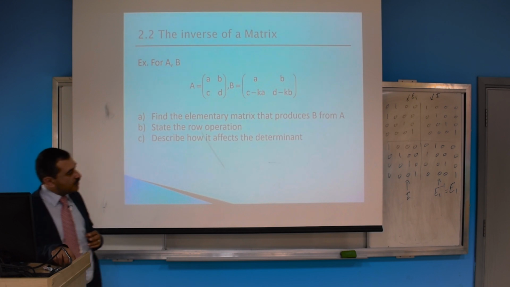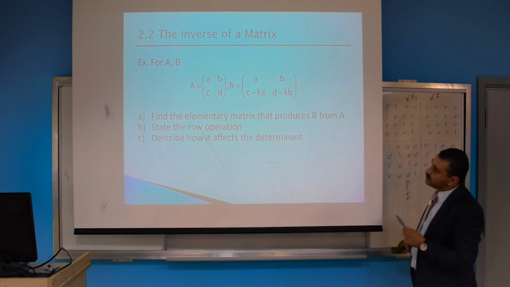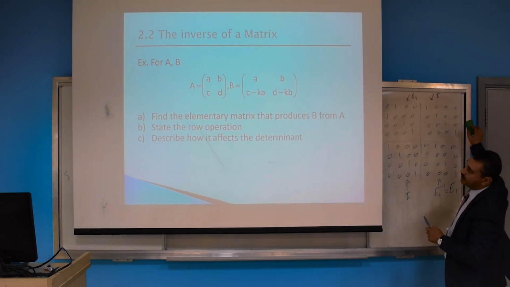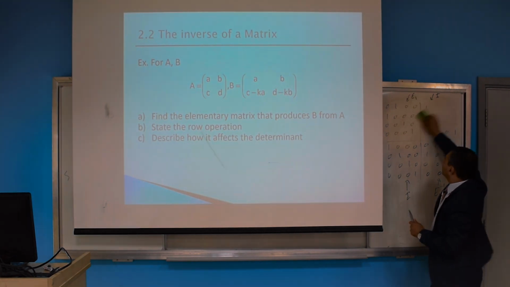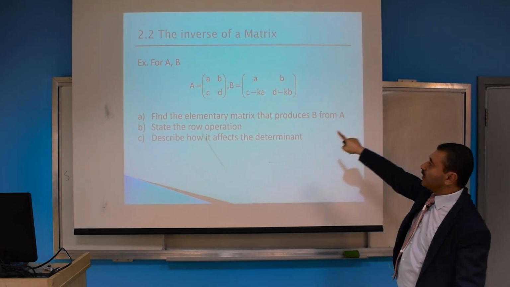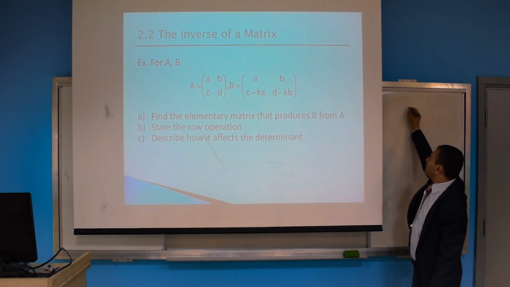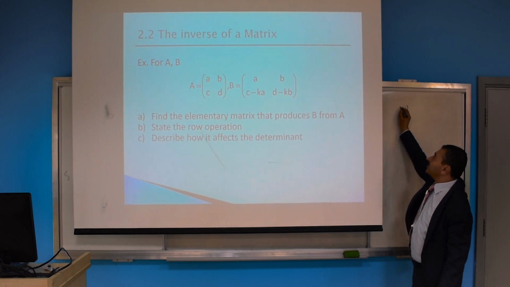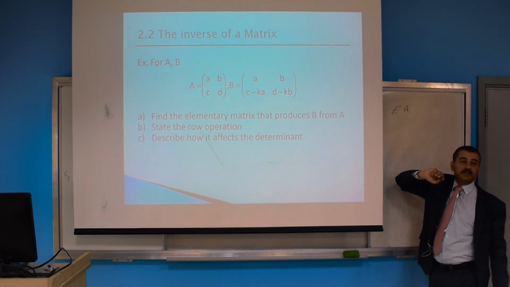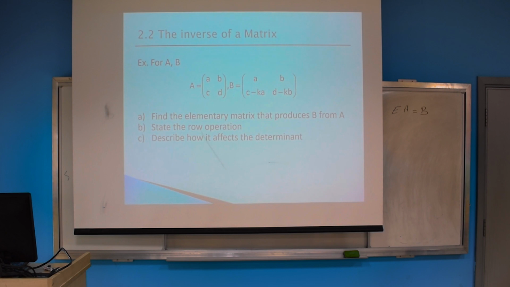طب نبص على الاكزامبل ده بسرعه كده، simple example. عايزين نفايند الelementary matrix that produces B from A ونstate الرو operation وندescribe how it affects the determinant. كده احنا عملنا ايه؟ actually عملنا رو operation. انا بقول لك شوف لي ايه الelementary matrix that produces B from A. يعني ال A دي عملنا عليها رو operation اللي هي equivalent ان انا multiplied by elementary matrix، وانا ممكن اشوف الاوبريشن اللي انا عملتها عشان اجيب ال B. شوف الاوبريشن اللي انا عملتها في وابلاي على الايدنتيتي بالظبط. exactly.